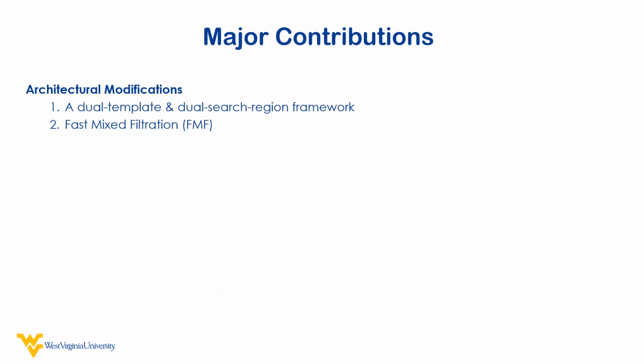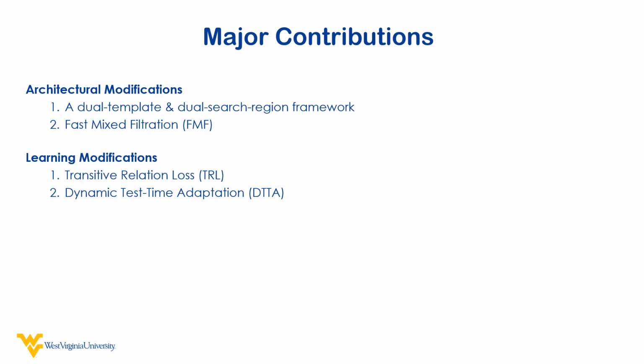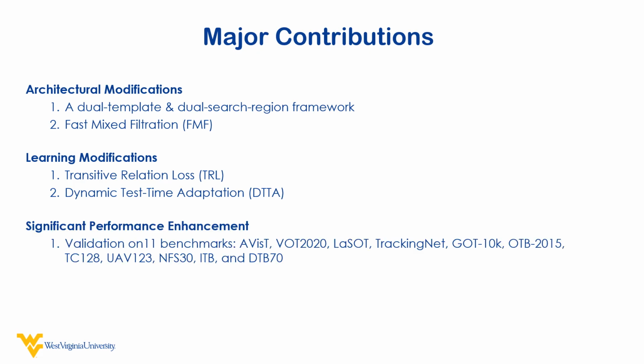Specifically, we contribute by making changes to the architecture, adding a dual search region with a dual template setting. We also introduce a CPU-efficient attention block, which we call fast mixed filtration. We further introduce transitive relation laws and a dynamic test-time adaptation framework to amplify the tracking performance in the wild. We validate our approach with 11 challenging benchmarks.